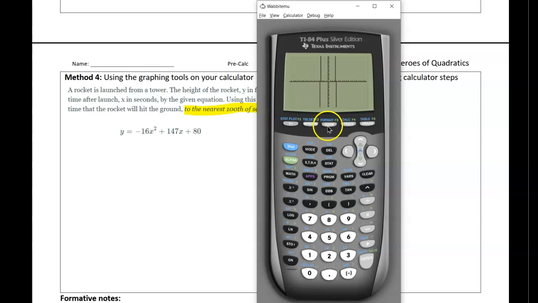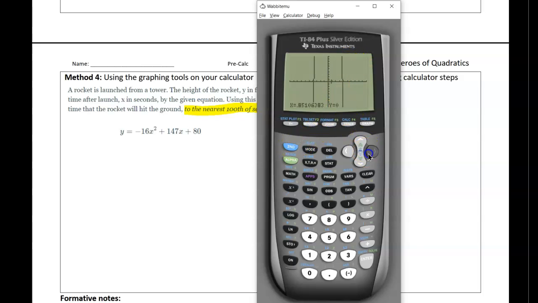Yours may not look like mine. In fact, I'm zoomed out a little bit. You can zoom in and zoom out to see more of the graph. That's sometimes helpful. Now I've kind of zoomed out too much, right? I can't really see what I'm looking at. So I'm going to hit zoom, and then 6, zoom standard, is like a reset button. Okay, so now I can see a good piece of the graph. I can't see the top, but that's okay because I'm looking for that 0 point.